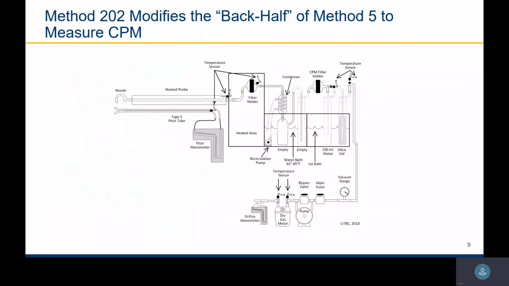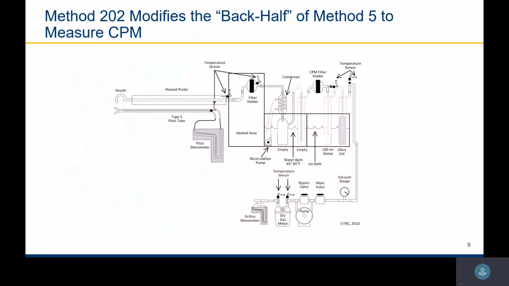The current EPA Method 202 is the back half of Method 5. So it incorporates Method 5, and following that, it incorporates a different set of glassware that's designed to collect particulate matter. This method was designed to try to simulate what the atmosphere is, but there are some limitations, and we're going to get to that here in a minute.